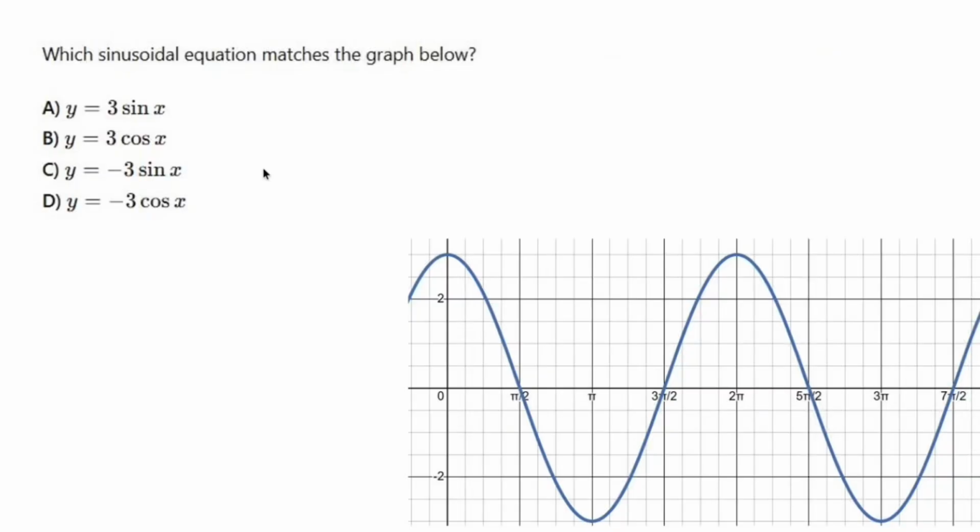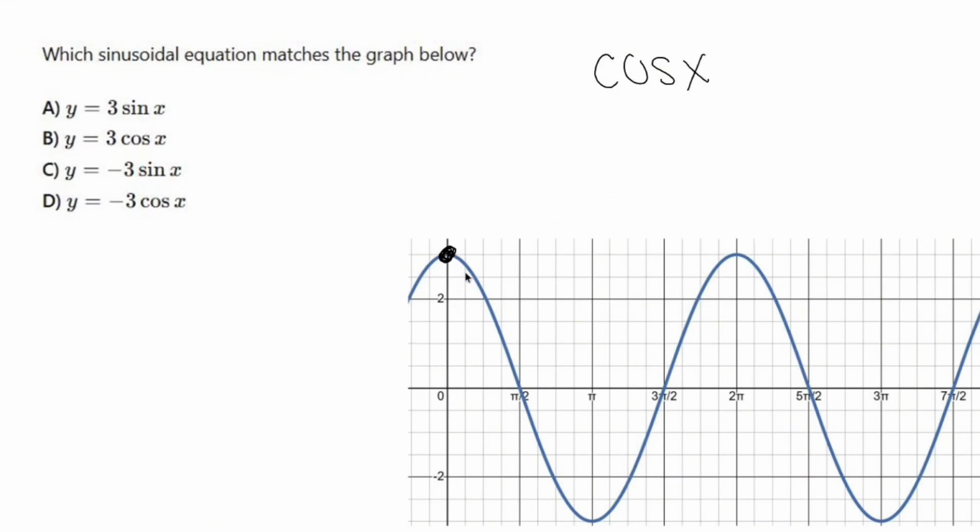Which sinusoidal equation matches the graph below? All right, well, since I don't see anything being added or subtracted inside the x, this is going to take on a normal looking shape. It starts up here. And when it starts up there, that tells me that is a positive cosine x.